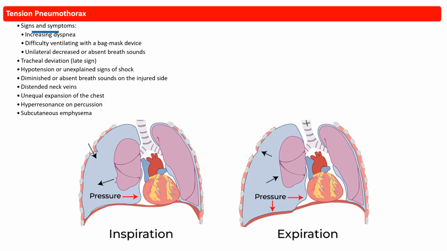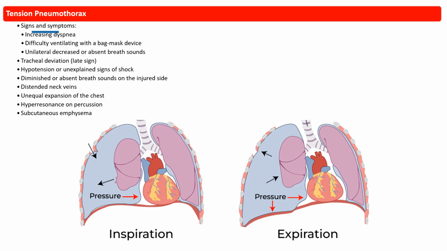Diminished or absent breath sounds on the injured side. If it's pretty obvious which side is injured, that's the side we're going to dart. If you can tell there's a little bit of tracheal tugging, the trachea is going toward the healthy lung, and we dart the other side, away from the tracheal tugging.